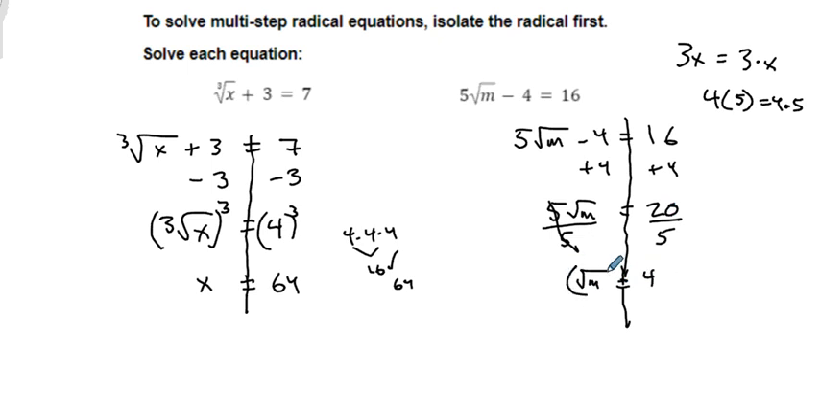Okay, now what we're going to do is square both sides. And the reason we're squaring it is because if it doesn't have an index, it's 2, right? And that's the power we're going to use, right? And so we do it to both sides. 4 squared is 16, and the square root of m squared is just m, and then you get m is equal to 16.